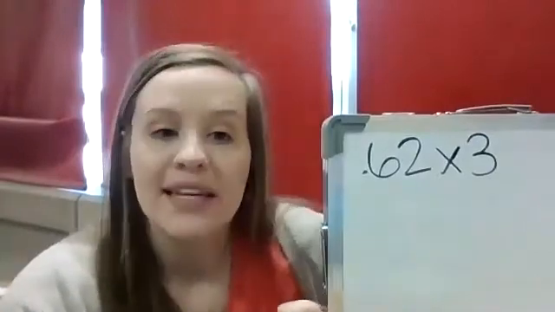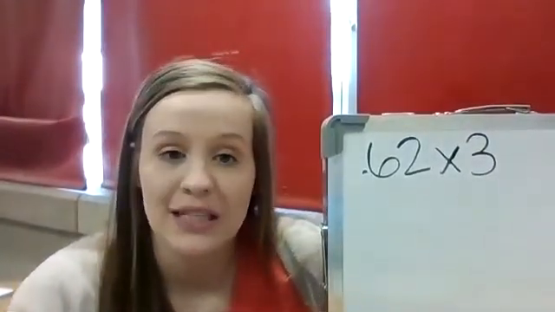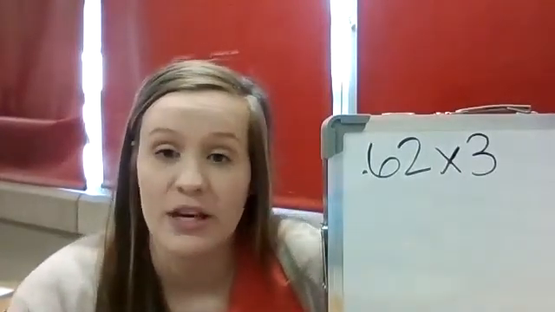So today we are talking about decimal multiplication. Yesterday we talked about patterns, and today we are going to talk about how we can multiply a decimal by a whole number. So we are going to start out with our problem, 0.62 times 3, or 62 hundredths times 3. Pick whatever multiplication method that you like best.